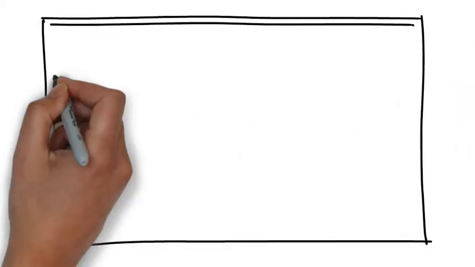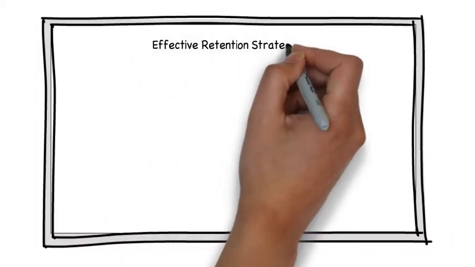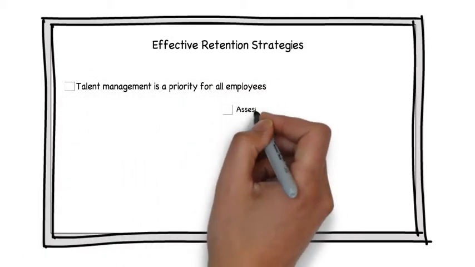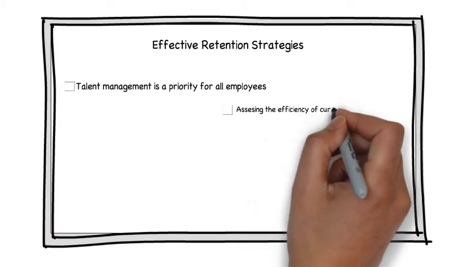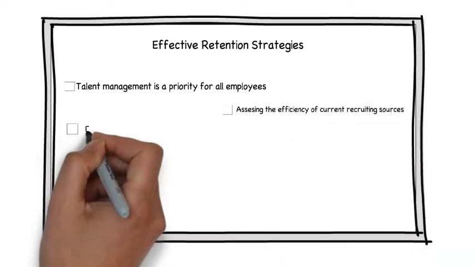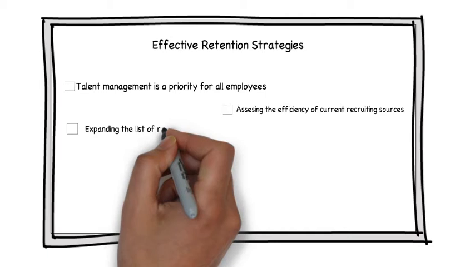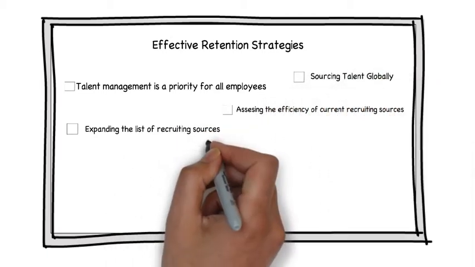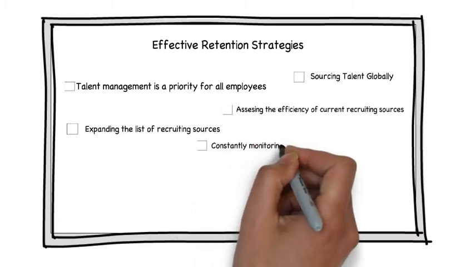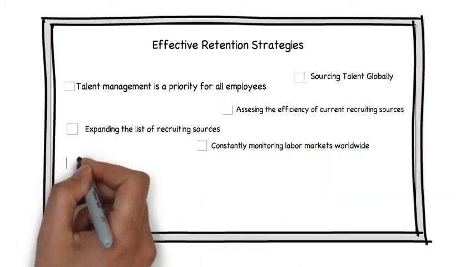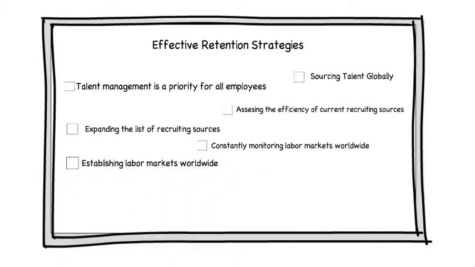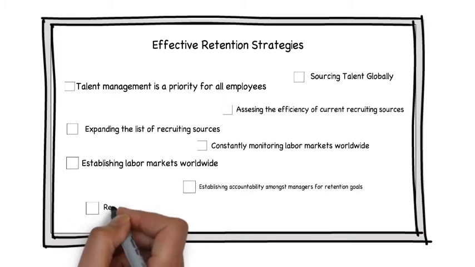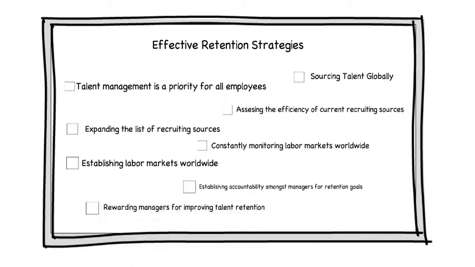Numerous sources indicate that effective retention strategies include top management making a strong commitment that talent management is a priority for all employees, assessing the efficiency of current recruiting sources, expanding the list of recruiting sources, sourcing talent globally, constantly monitoring labor markets worldwide, establishing diversity programs, establishing accountability amongst managers for retention goals, and rewarding managers for improving talent retention.